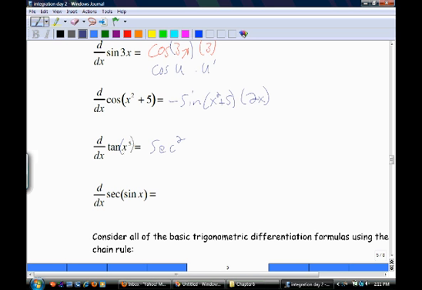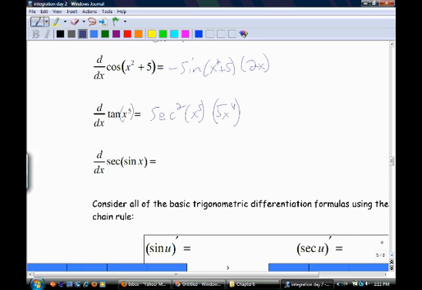And last one, this time my whole u term, I rewrote this as secant u. The derivative of secant is secant tan. My u in this case is sine x, tan of sine x times the derivative of sine x, which is cos x.